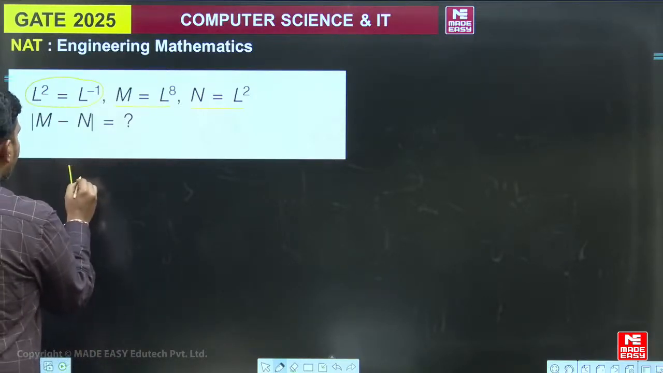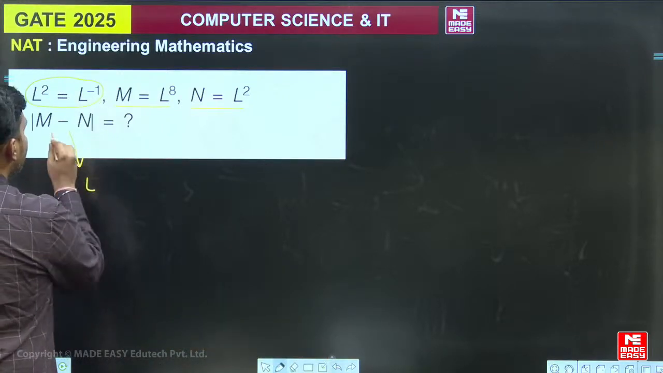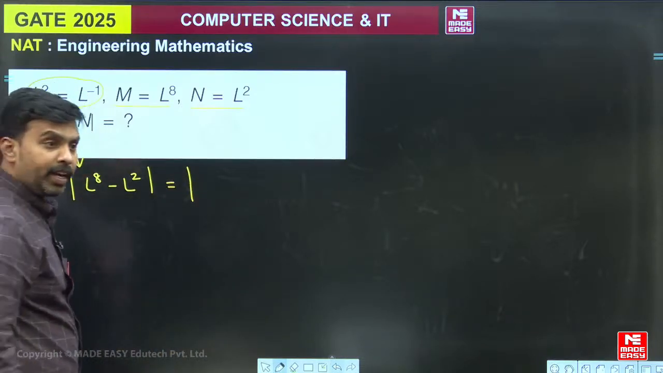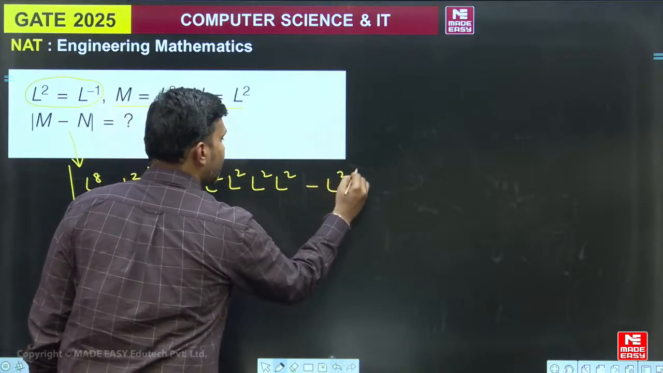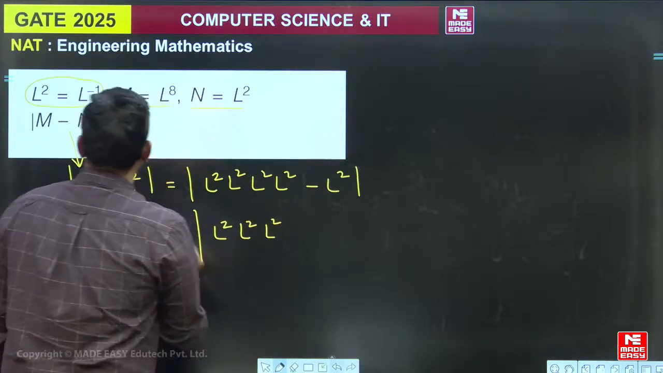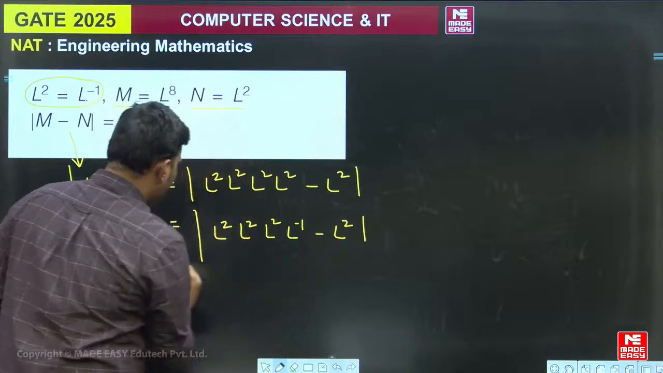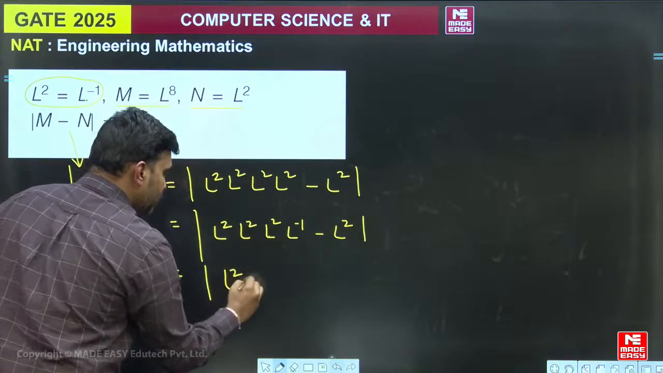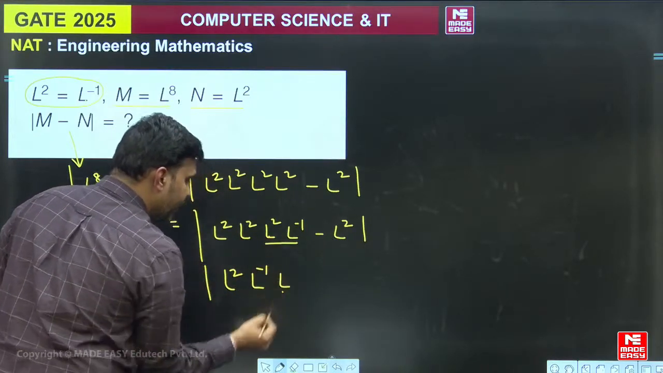So the determinant of M minus N means, it is written as L to the power of 8 minus L square. Now L to the power of 8 can be written as what? L square into L square into L square into L square, minus L square, right or not? But here he has given L square is L inverse. So let me put L inverse here. Then L square into L inverse is what? L.